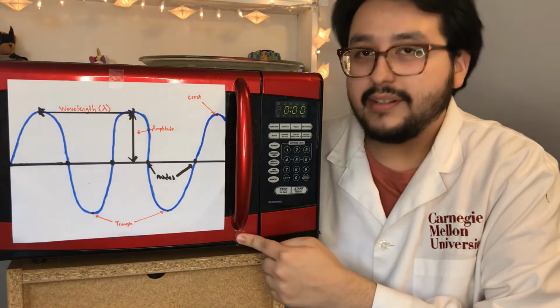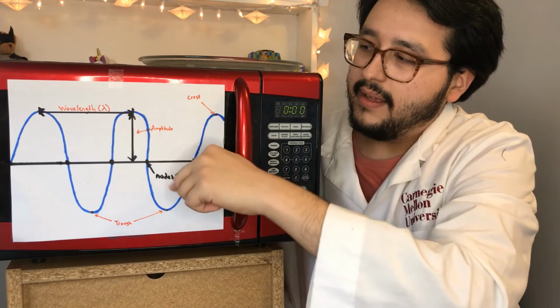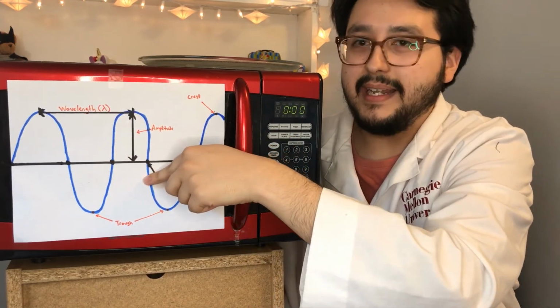So a microwave generates a standing wave. You can imagine this wave just flipping around back and forth in the microwave while it's heating up your food.